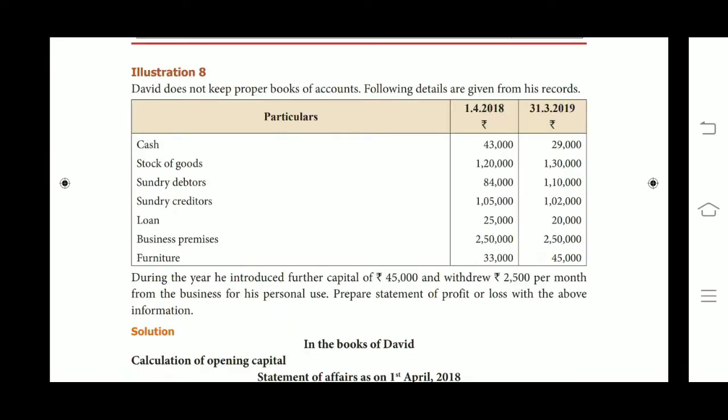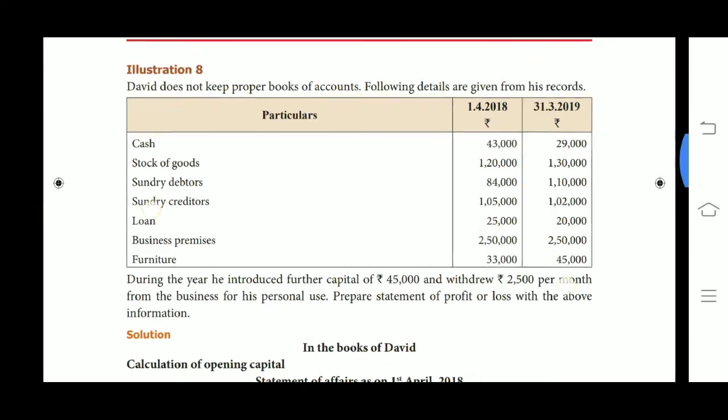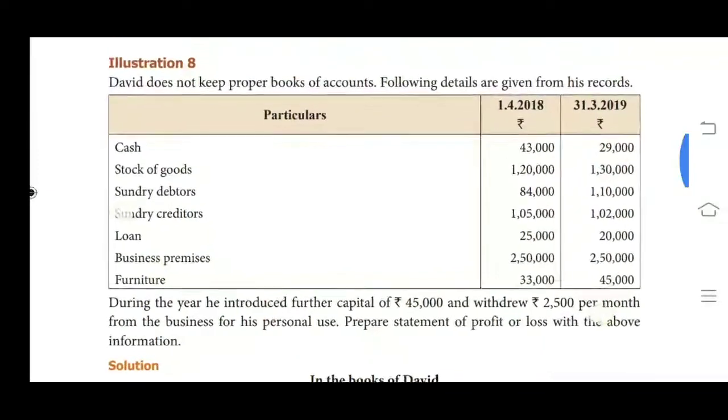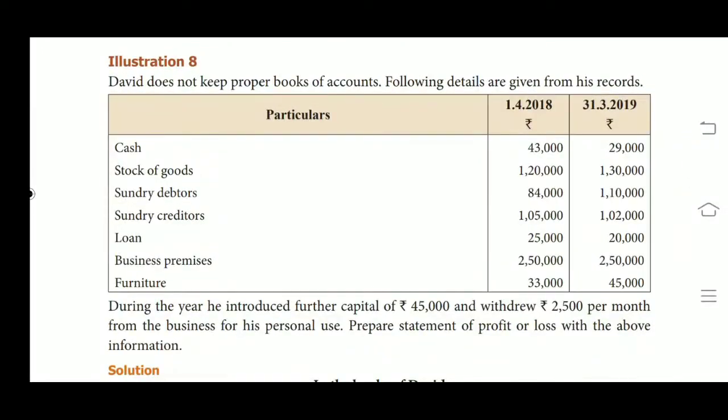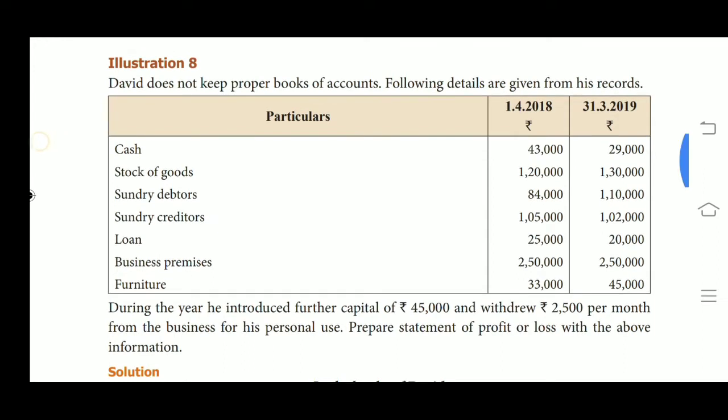So go to illustration 8. David does not keep proper books of accounts. The following details are given from his records. So students, it's a very important problem. In the sixth problem we only found the capital value, and in the seventh problem the opening capital value is given in the question. You have to find out the closing capital and profit or loss.